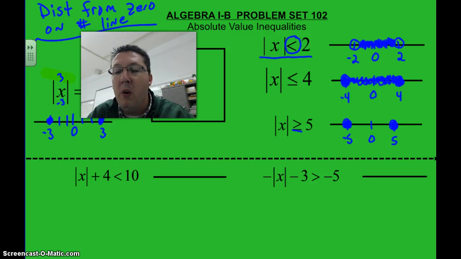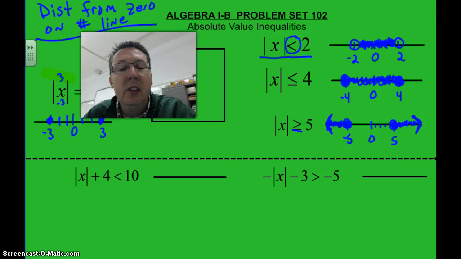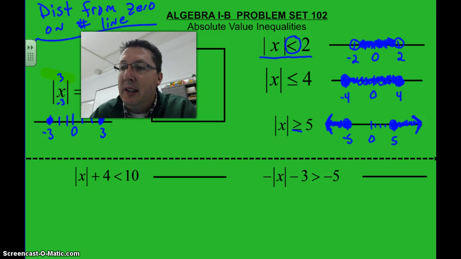So I have to go more than 5 units away from 0. So I can't stop anywhere in between here. I got to jump out past 5. So I want to shade on the outside. And I'm going to continue on out that way. If I jump to the left past 5, -5, I'm shading on the outside here. So there's my graphed solution.